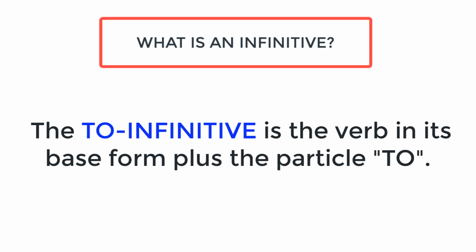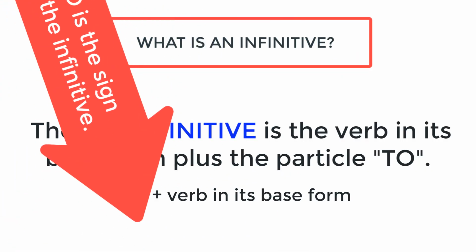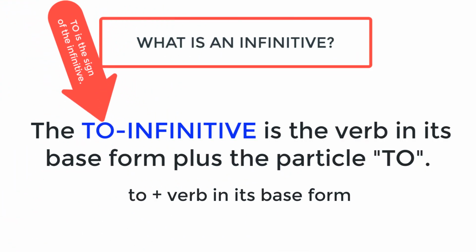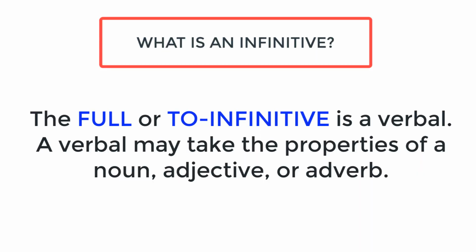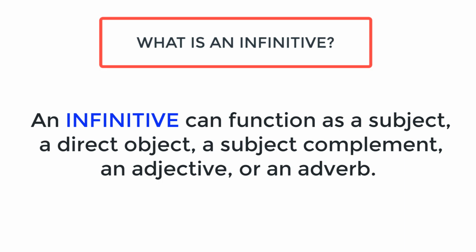The to infinitive is the verb in its base form plus the particle to, not to be confused with the preposition to. This to is often called the sign of the infinitive because it'll signal the full infinitive. The full or to infinitive is a verbal, and like gerunds and participles, a verbal may take the properties of a noun, an adjective, or an adverb. An infinitive can function as a subject, a direct object, a subject complement, an adjective, or an adverb.